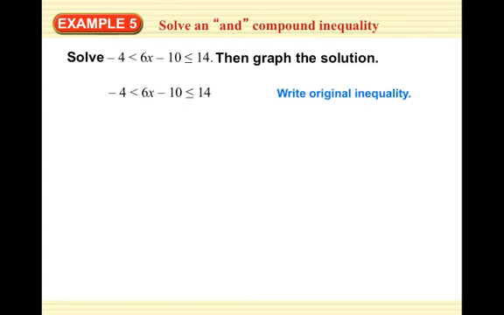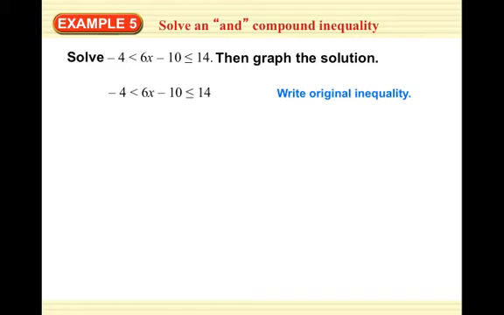So we have -4 < 6x - 10 ≤ 14. Now, when we work with equations, we have two sides. We have a left side, an equal sign, and then a right side. When we work with simple inequalities, we have two sides. We have a left side, an inequality sign, and a right side. When we work with AND compound inequalities, often we have three sides to a single statement. You have a left side, a middle side, and a right side.